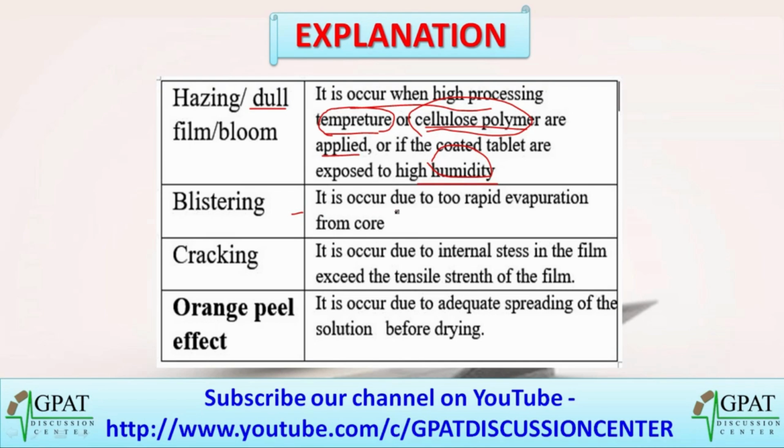Blistering occurs due to rapid evaporation from the core, and cracking occurs due to internal stress in the film exceeding the tensile strength of the film, and the orange peel effect occurs due to inadequate spreading of the solution before drying. As the question asks about the orange peel effect, it is due to inadequate spreading of the solution before drying. So the correct answer is orange peel effect.